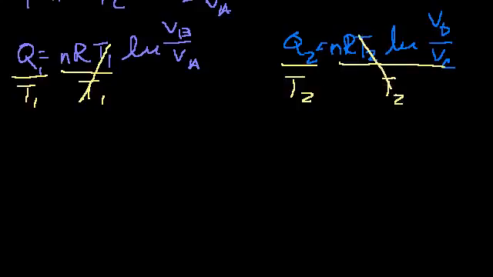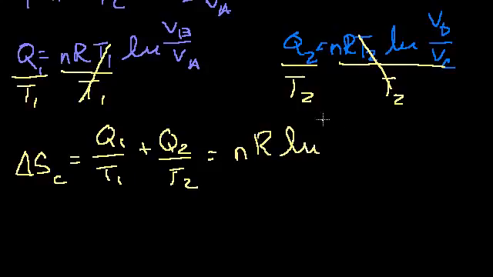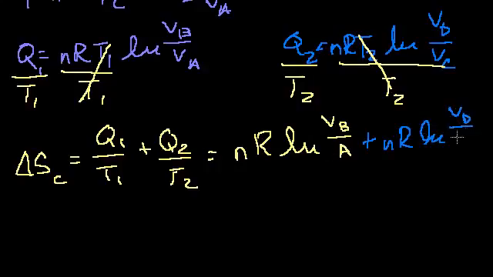q2 over t2 is equal to that over t2. That cancels out. So our change in our mystical state variable as we go around the Carnot cycle is equal to q1 over t1 plus q2 over t2, which is equal to nR times the natural log of vb over va. That's that right there. And then plus q2 over t2, which is just nR times the natural log of vd over vc. This is vc. This is va here.